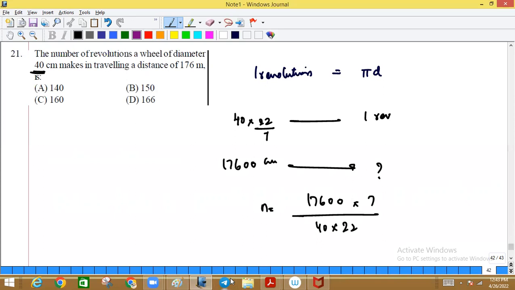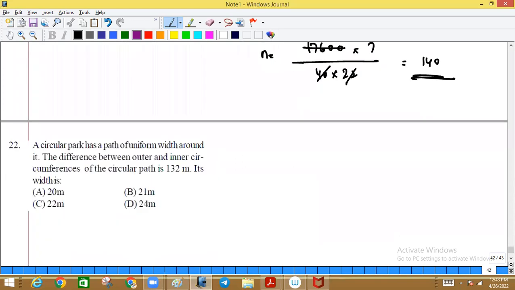7 comes up. 22 ones are 22, 8s are, 40 ones are 40, 20s are. Therefore, how many revolutions? 140 revolutions. You can cancel it in your own way. But all you need to know is pi d for one revolution. So 176 meters, here it is given in centimeters. So 17,600 centimeters divided by one revolution, you'll get the overall number of revolutions.